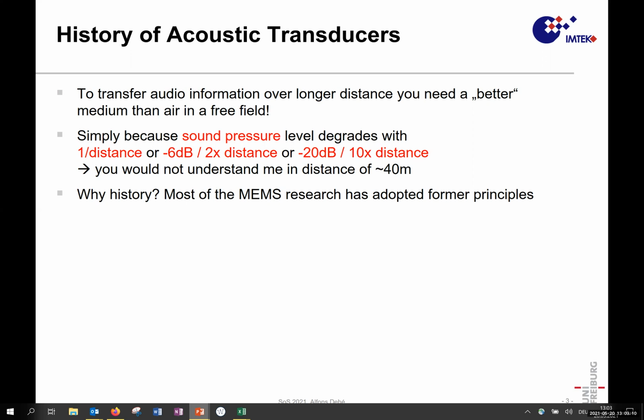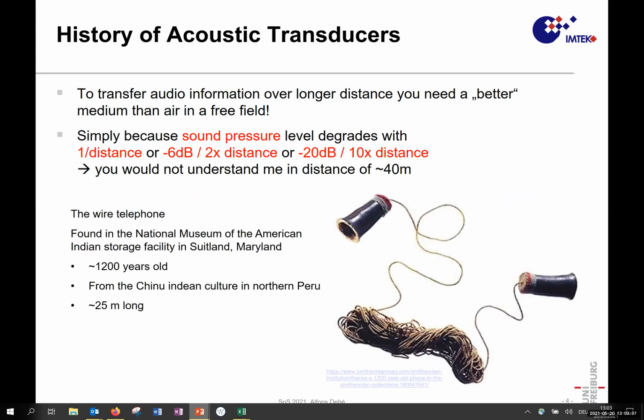So if I'm talking like this with a sound pressure level of maybe some 60 dB, and we are 40 meters away, you couldn't hear me anymore, because then it is dissipated in space and it is at the noise level. And for this, people have always been seeking chances to transfer sound over longer distance. And the question is, how could you do so?